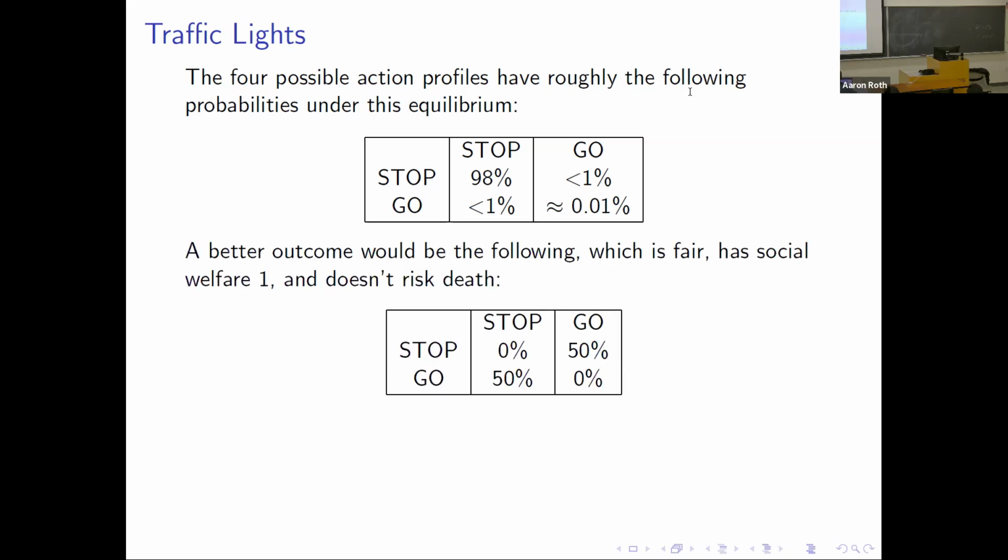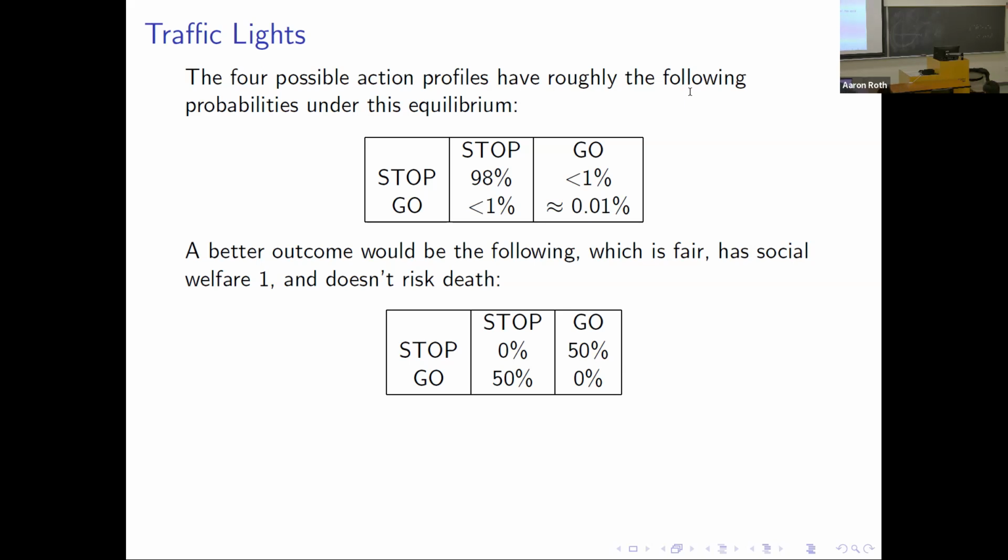Much better would be if we could rig things up so that this was the distribution over game states, where we're never wasting time. There's always somebody going. Maybe it's symmetric, it's fair. Half the time I'm going, half the time you're going. And we never crash. Ideally, we'd like to be here.